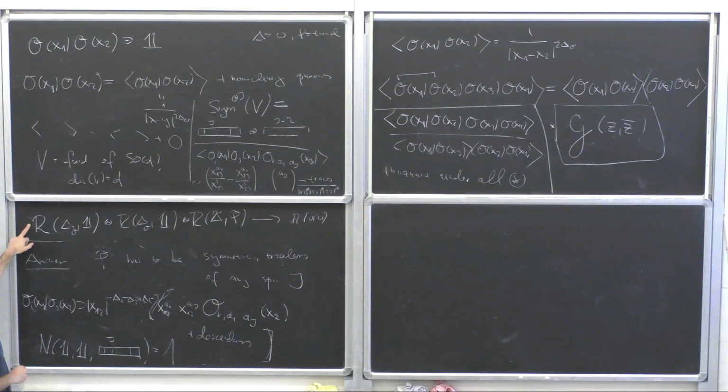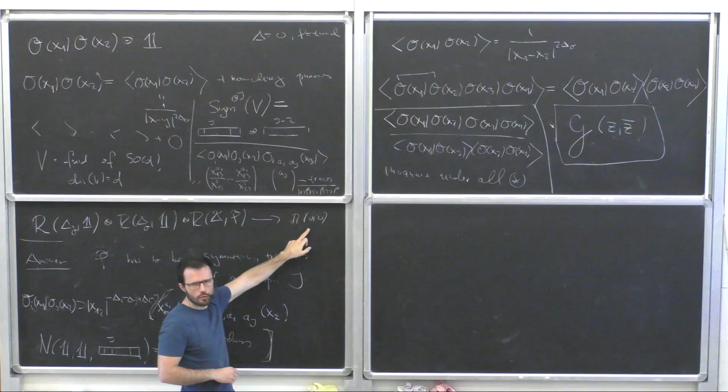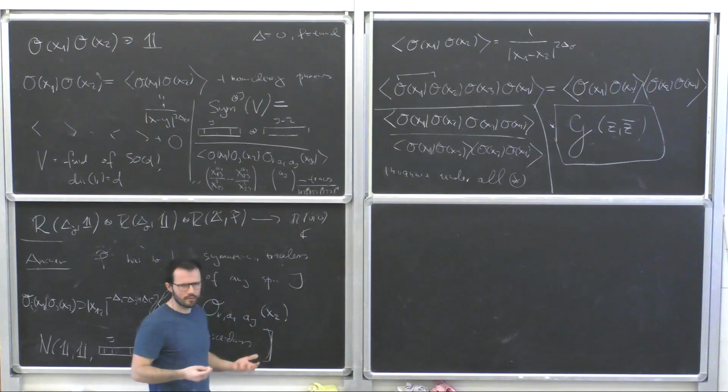Yeah. The right-hand side is the trivial representation. So it's the one-dimensional trivial representation of the conformal group. It's the same thing as C, right? It's one-dimensional.